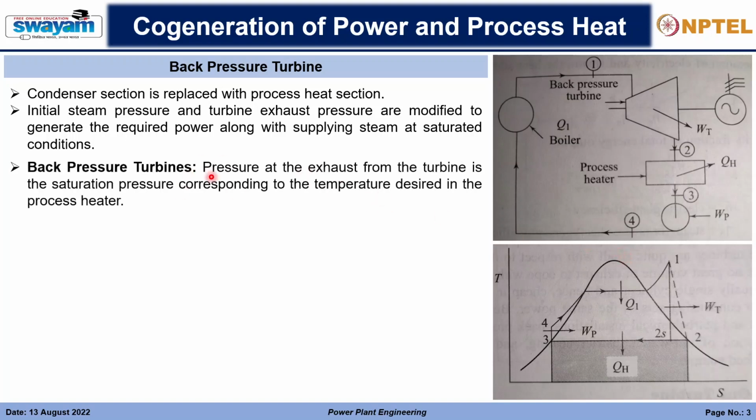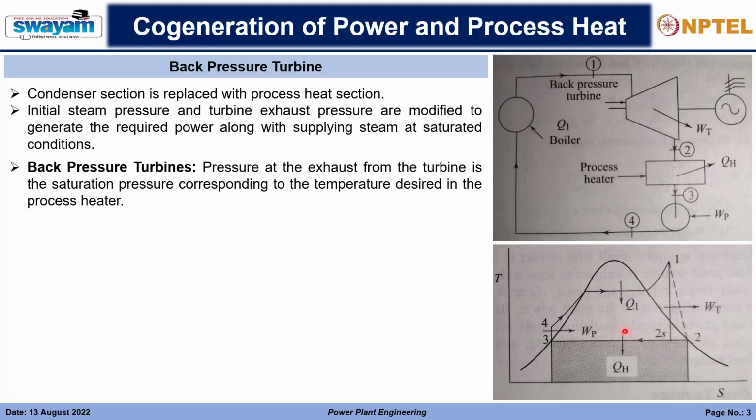The back pressure turbine means that the pressure at the exhaust from the turbine is the saturation pressure corresponding to the temperature desired in the process heater. This means, suppose this is a TS diagram, the 2 to 3 process is at constant temperature, right? It is condensing.